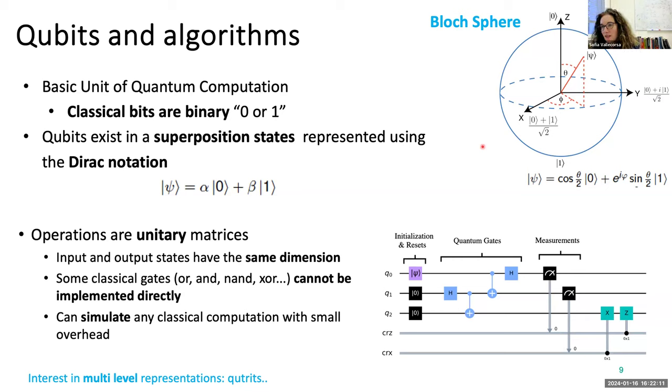So the idea of quantum computing is that you want to translate from the classical world, in which you have a classical bit of information that is binary, typically representing either a zero or one value, into a quantum representation. So a quantum bit of information that instead exists in a superposition of states. Okay, so at the same time, it can be in both zero and one.